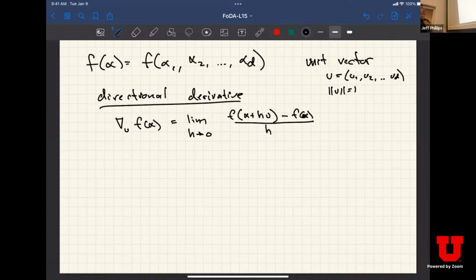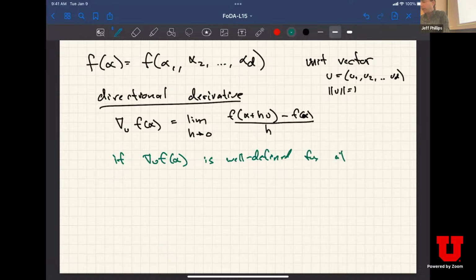We're only going to consider this when the directional derivative is well defined everywhere. If this directional derivative is well defined for all choices of alpha and u, then we say that this is differentiable. Okay, and we're going to only consider differentiable functions. Well, that's not entirely true.